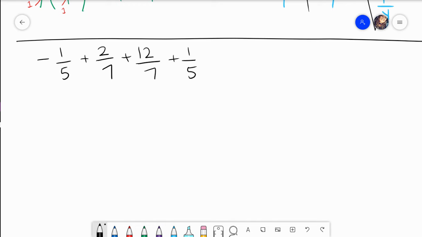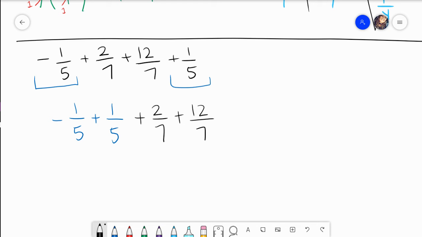So I know that I have the ability to move things around, right? To use the commutative property. And what I notice is that these two terms right here have the same denominator. So I actually want to move those together. And then the remainder of my problem was 2 over 7, 12 over 7.